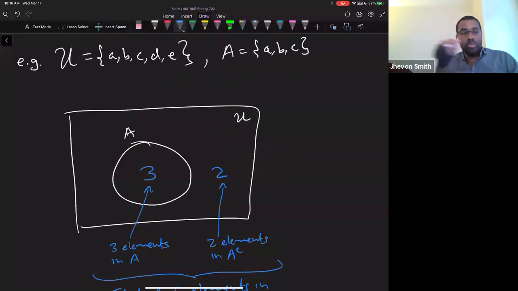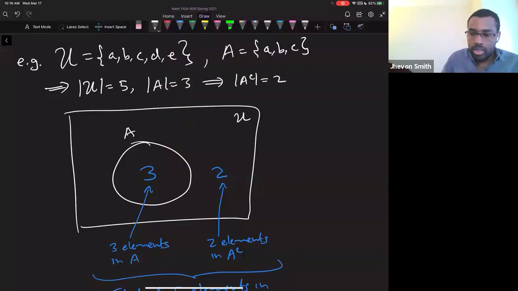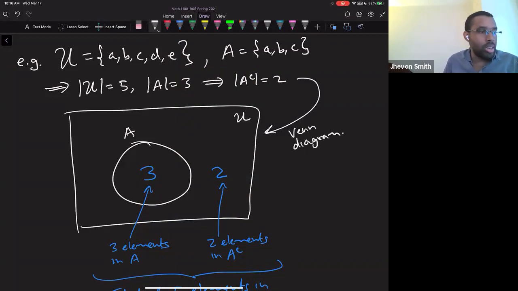Okay, so usually you use Venn diagrams to keep track of how many people there are in each situation. Because here, the size of my U would be 5, the size of A would be 3, which of course means the size of A complement, all the guys that were left over, would be 2. And so that leads to the Venn diagram. So you draw it based on cardinalities. For now, that's all the descriptive definition stuff I want to tell you about sets.